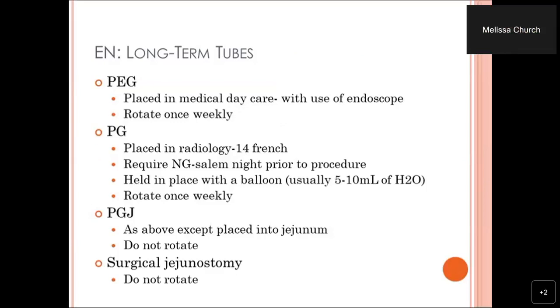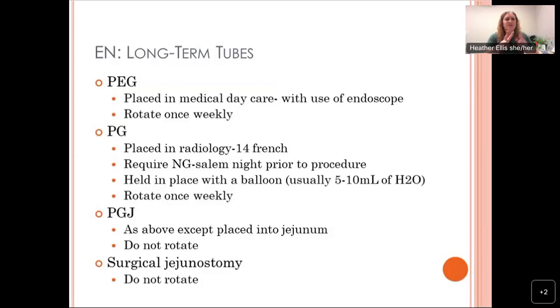Yeah, absolutely. So the biggest tip is a PEG has 2 ports. You have your med port, you have your feed port. Your PG will have 3 ports.